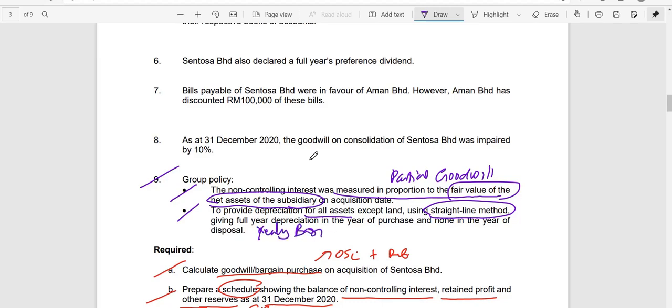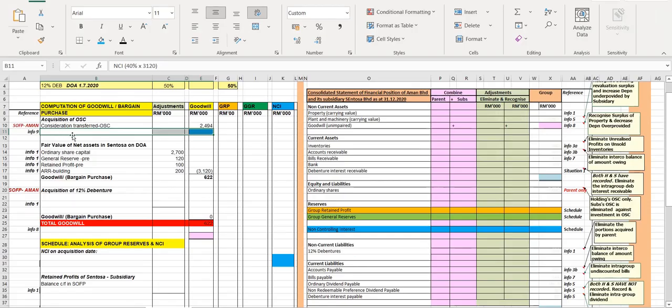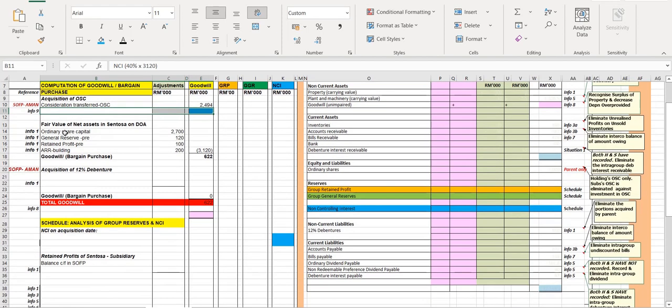How do I know yearly basis? Because it gives full year in the year of purchase and none in the year of disposal. Okay, so let's go and calculate the non-controlling interest. That was what we were doing just now. This is the non-controlling interest.